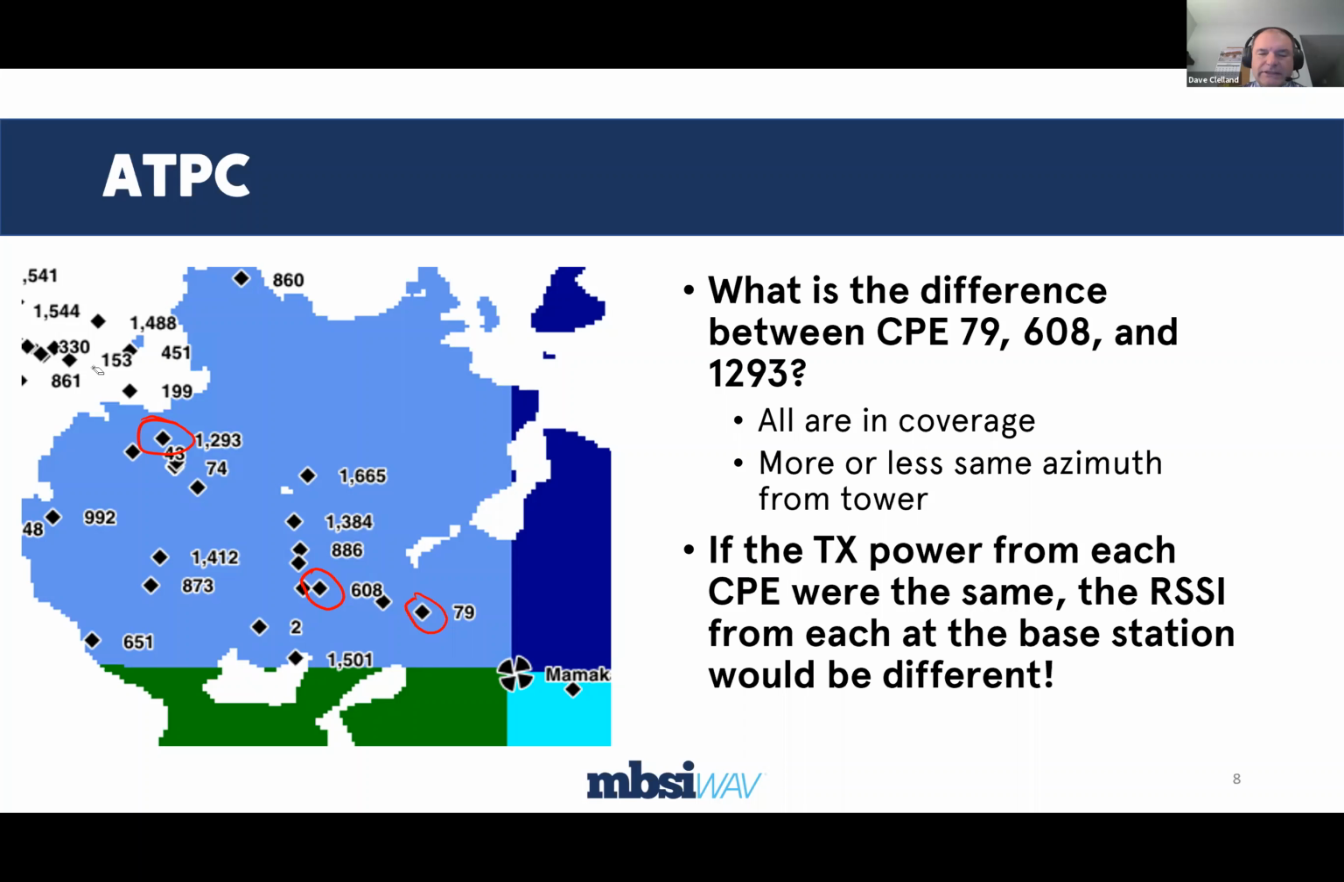Let's assume that they're all line of sight. That would mean that the only difference from each one of these, if the transmit power were the same on all of them, is that the RSSI would be higher here, a little less high here, and it would be lower here, right? So the RSSI is just a function of range. That's the difference. What does that do to the base station?